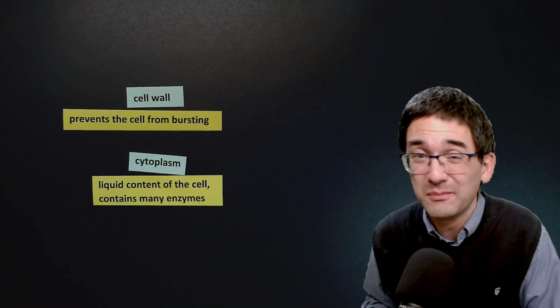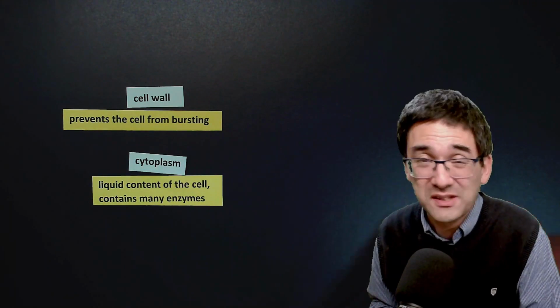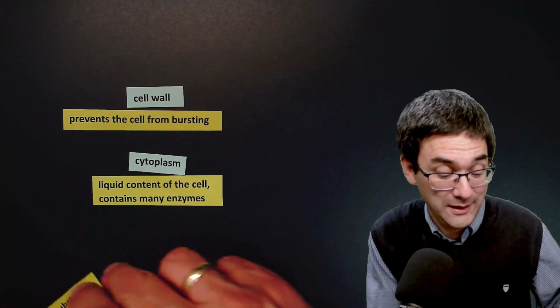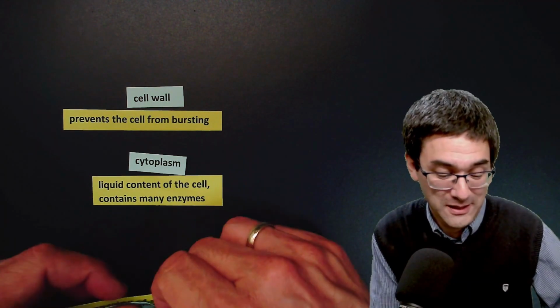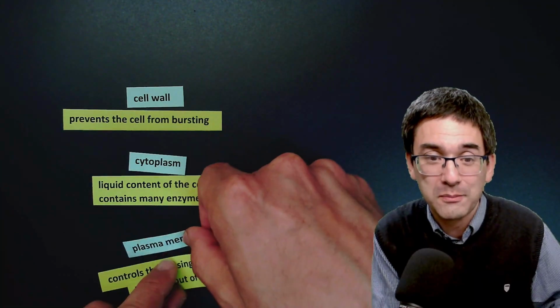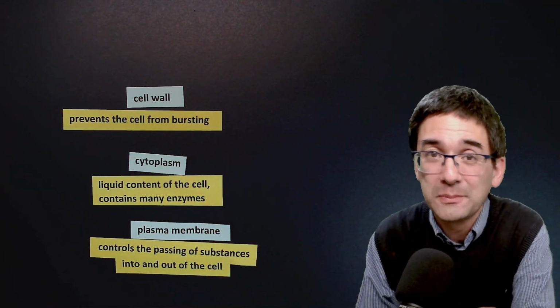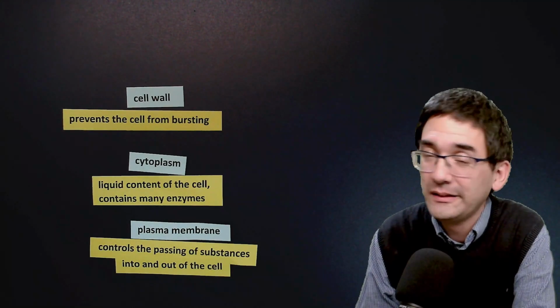It contains many enzymes. It's not really a structure, okay? It's not a cell organelle either. And what about the plasma membrane itself? It is made of a membrane, but we don't consider the plasma membrane as a cell organelle either, okay? Yeah, it controls the passing of substances in and out of the cell. It's not a cell organelle.